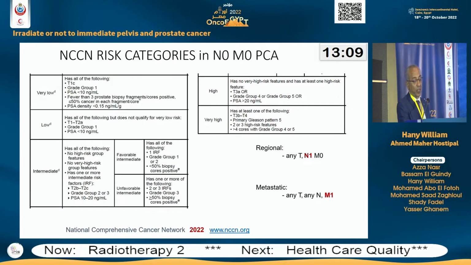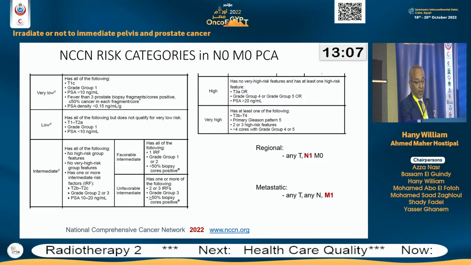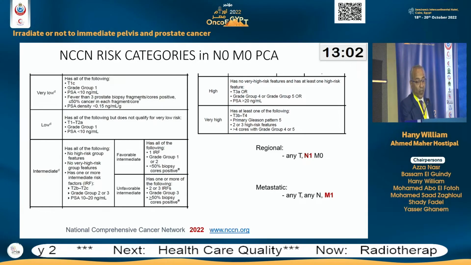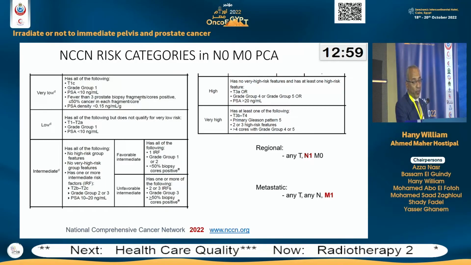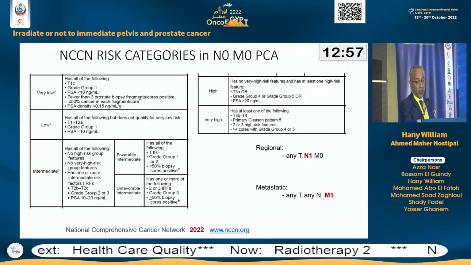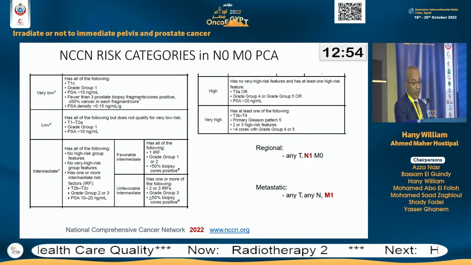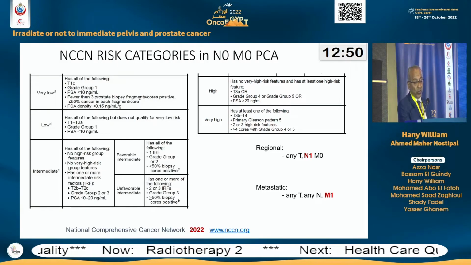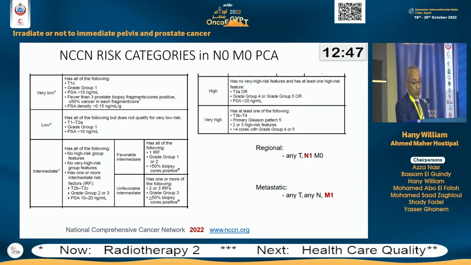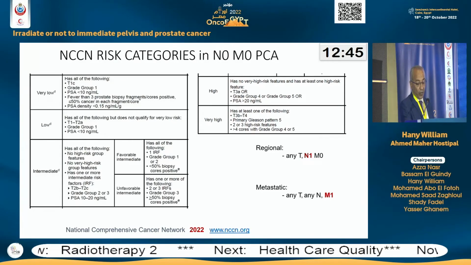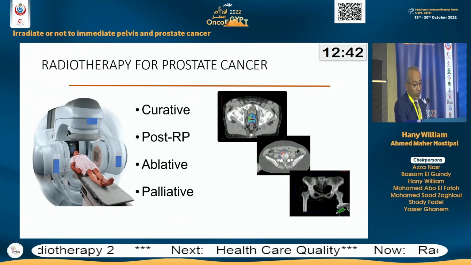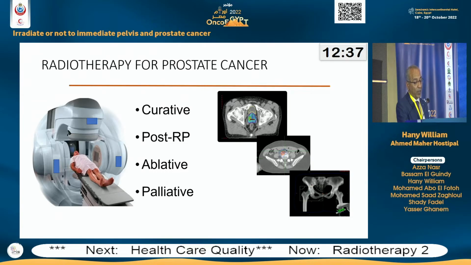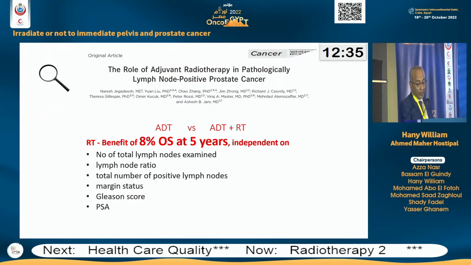NCCN further specifies the high risk into high and very high risk. High risk has no very high risk features, with one of T3A or grade group 4 or 5, PSA more than 20. Very high risk is T3B or T4, with primary Gleason pattern 5, or 2 to 3 of the high risk features, or more than 4 cores of grade group 4 or 5. Given these high risk features, radiotherapy has a role in prostate cancer as curative, post-radical prostatectomy, or palliative.